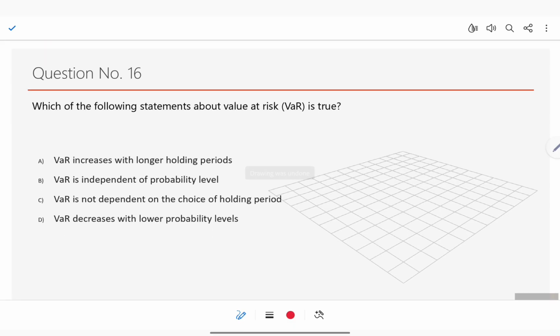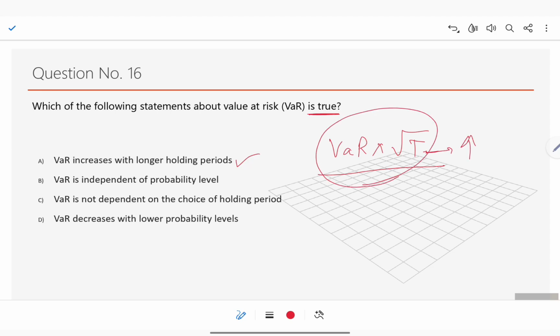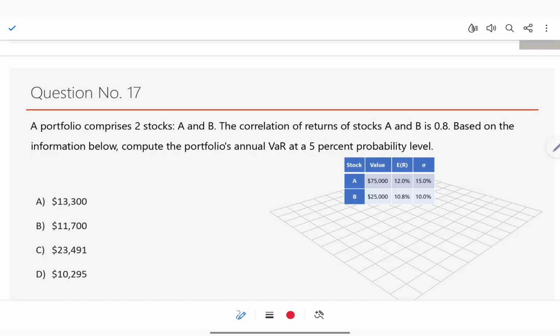Again, this is a theory question. Which of the following statements for the value at risk is true? VAR increases with longer holding period. Yes, this will increase because VAR is multiplied by root t. So as time increases, this whole value will increase. Okay, this is the answer. We don't have to read the other ones.